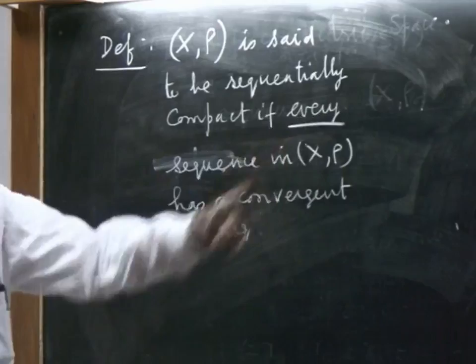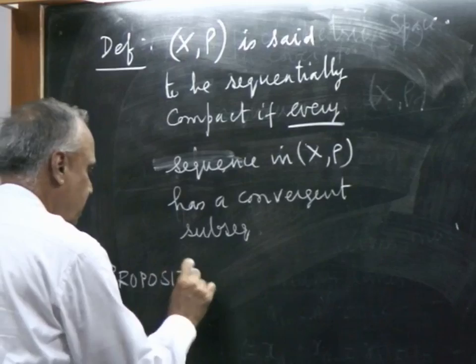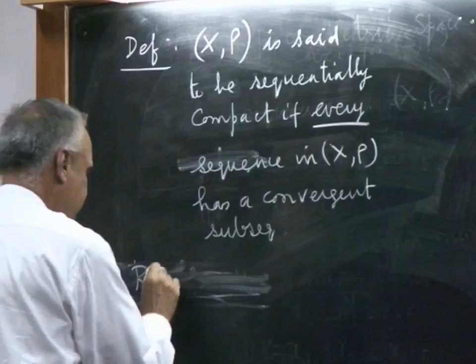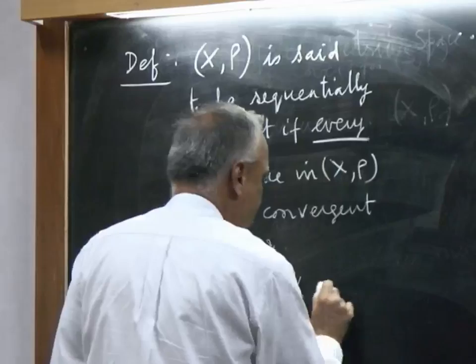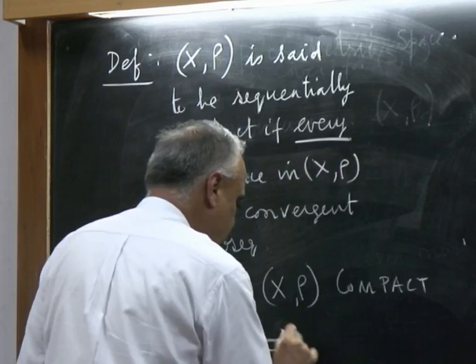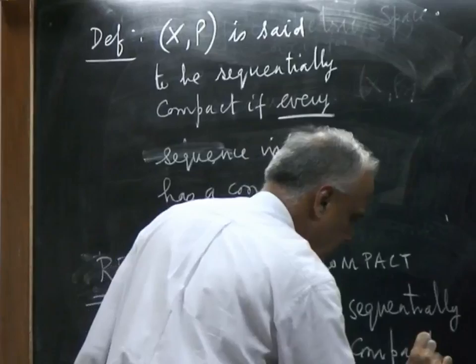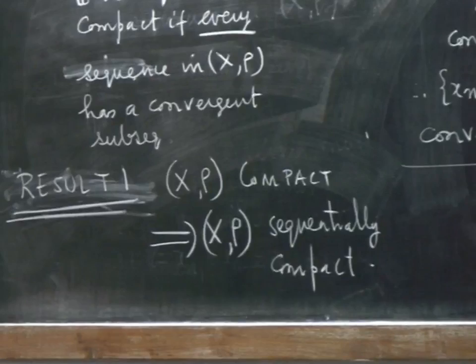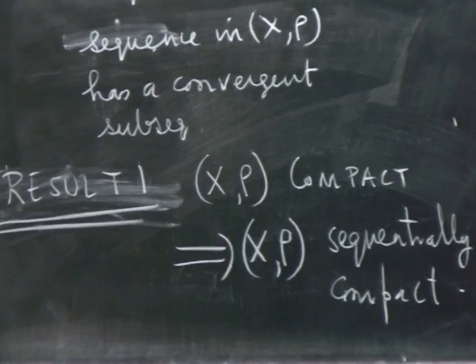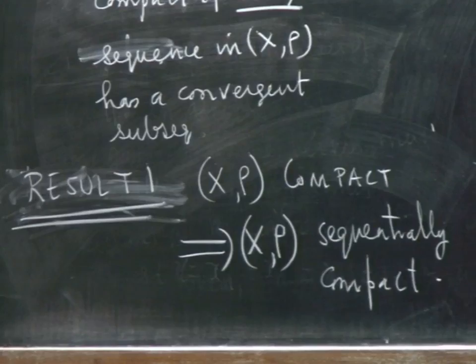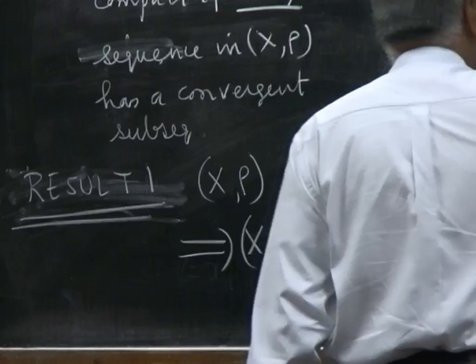And therefore, what we have proved is a proposition. Our conclusion can now be written as a proposition or a theorem or a lemma or a result. Let us call it Result 1: X_ρ compact implies X_ρ sequentially compact. So, that is one connection between this notion of open sets, covers, etc. that we had, and on the other hand, sequences and convergence. We are going to make more connections because finally, we want to know in various ways how a compact set looks in a metric space.